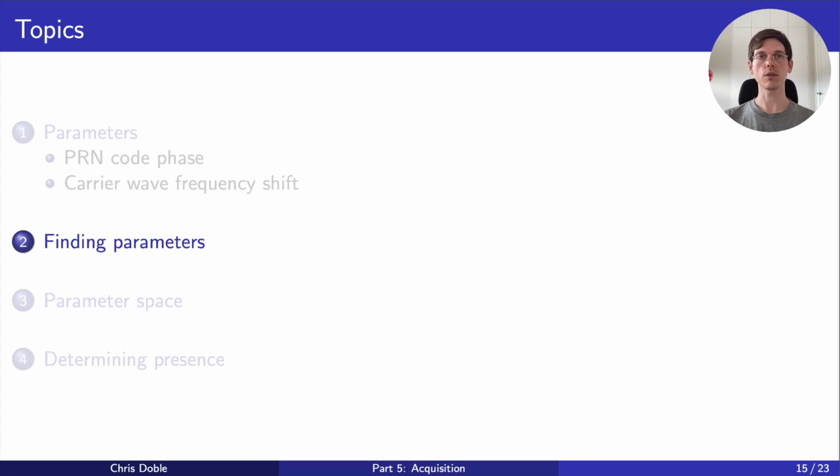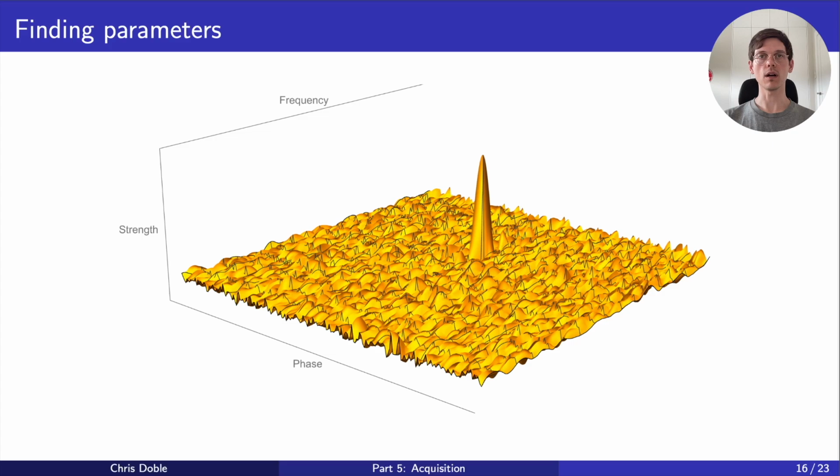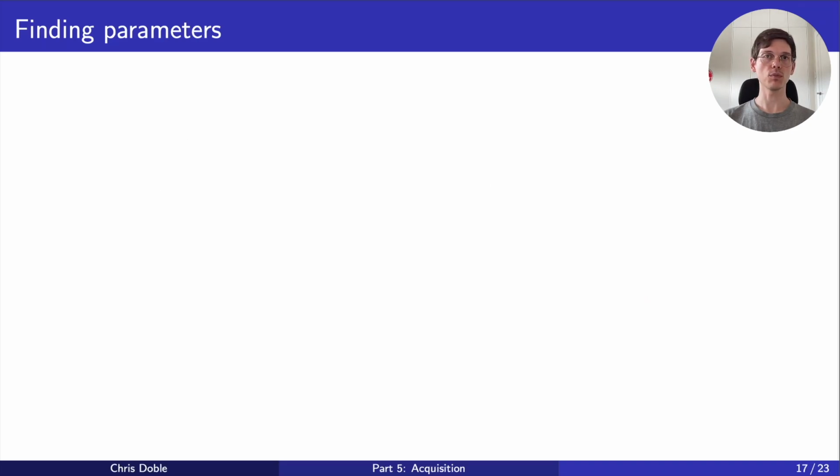You can imagine it as a three-dimensional graph, with phase on the x-axis, frequency shift on the y, and signal strength on the z. If we test all the combinations, we get a graph like this, where it's easy to spot the combination that results in the strongest signal. The process of calculating the strength of a particular combination is a little different from the examples we just talked through.